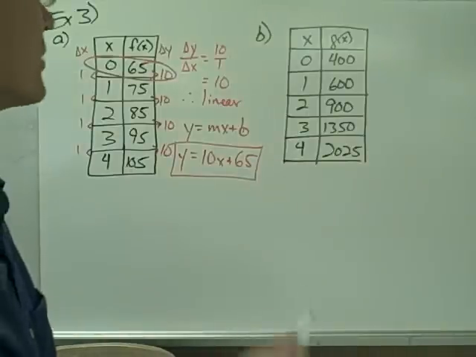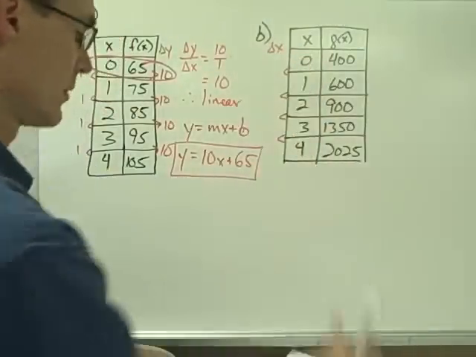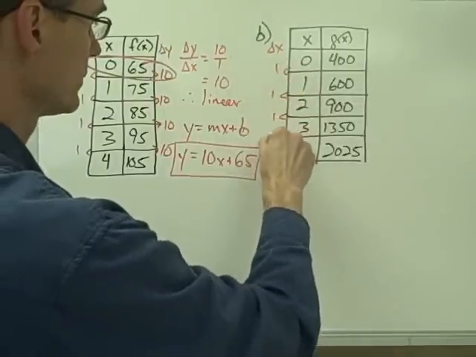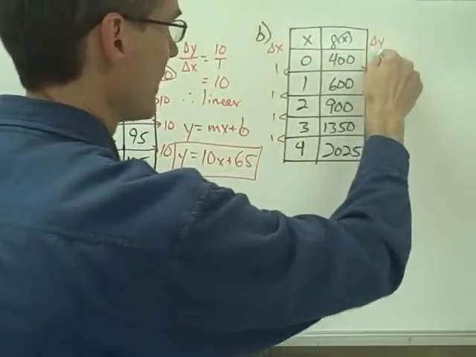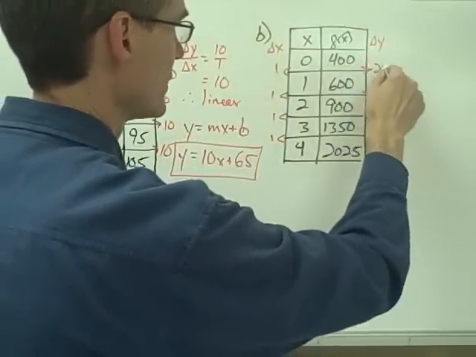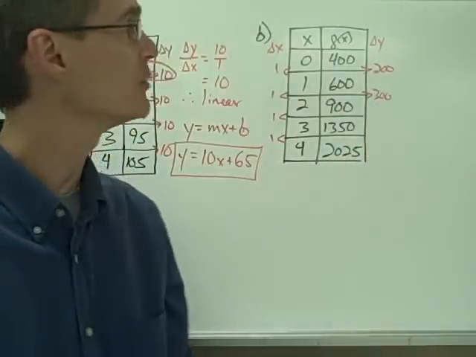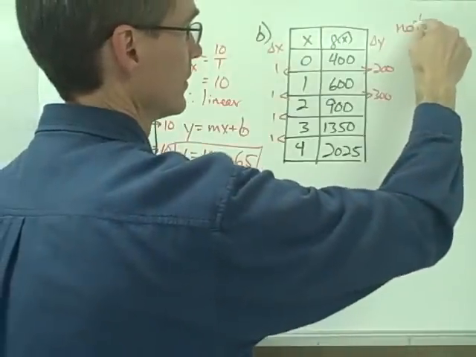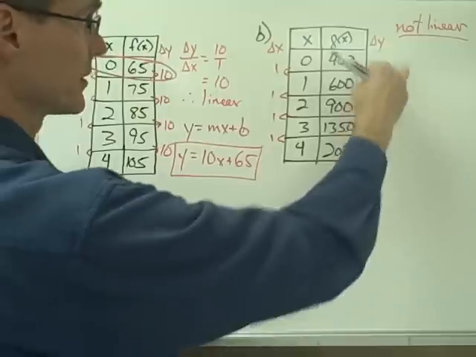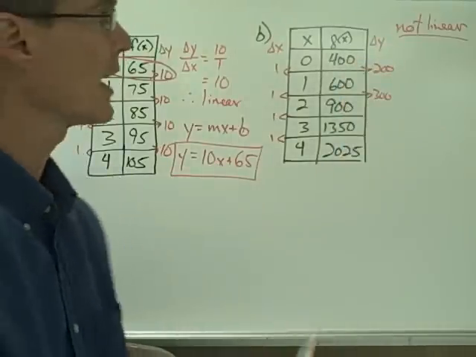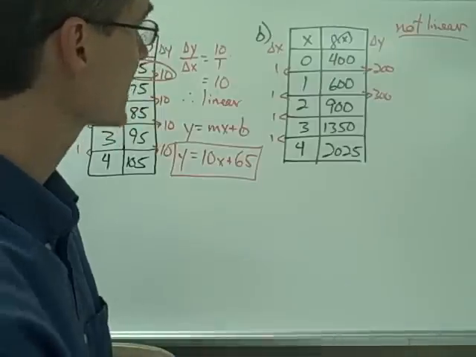Now this function here in part B, once again I can see that my delta x values go in equal steps of 1. And I notice pretty quickly that my delta y values, 600 minus 400 is 200, 900 minus 600 is 300. So right away I can see I do not have a linear function, because delta y over delta x is going to be different for at least those 2 points. So I know I don't have a linear function. Well, let's see if I've got an exponential function.